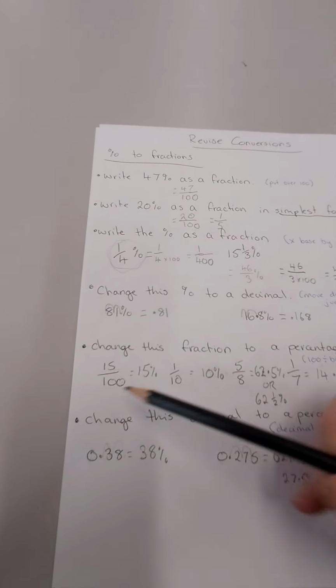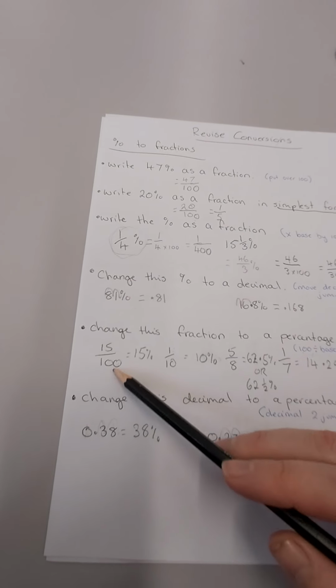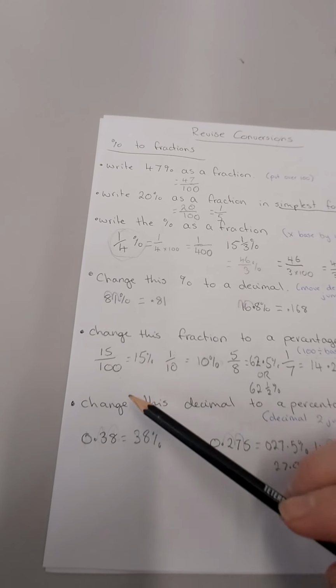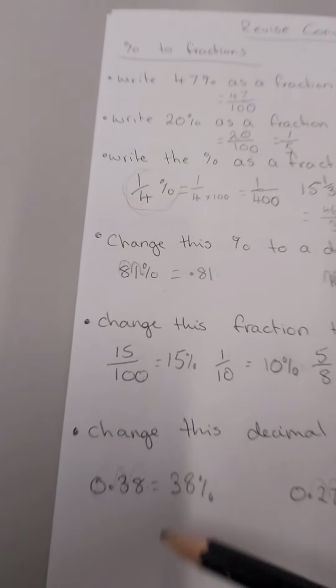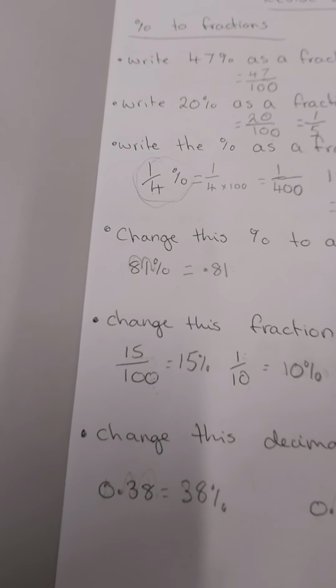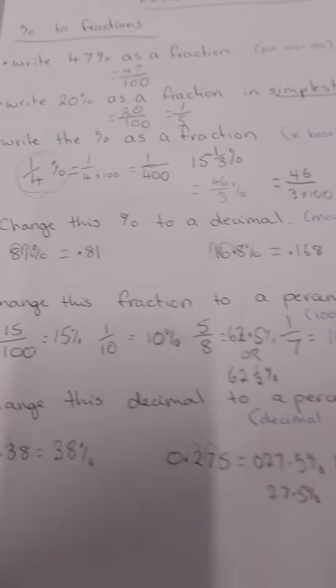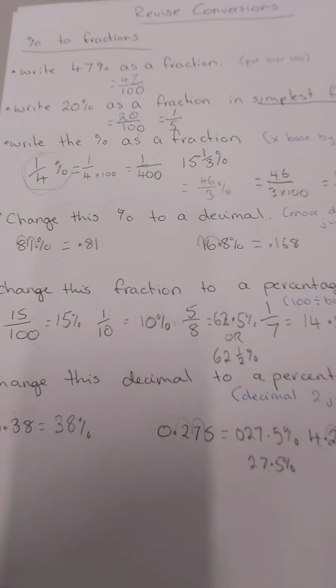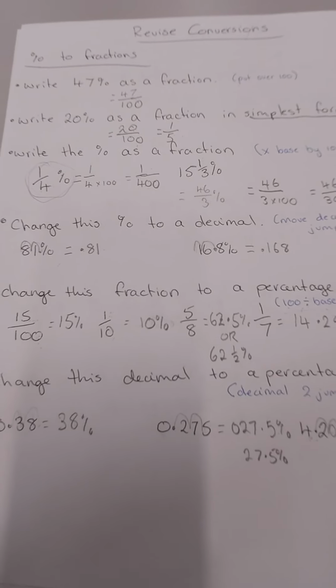Okay, so we all know that we don't need to divide 100 by 100. We already know the answer to that. It's going to be 1 times 15 is going to be 15%. And we all know that 15 over the 100 is the same as 15%. All right, now let's try some more difficult ones. So 1 over 10. Grab your calculators there, all right?